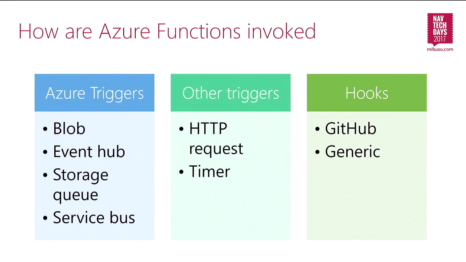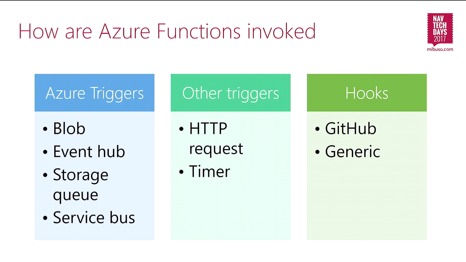How do we invoke Azure Functions? We have a number of ways, and they are actually not just intended for us to replace our NAV stuff. We have a number of Azure triggers that we can attach them to, so when something happens in Azure, your function can execute. Or we can use webhooks like GitHub hooks or generic hooks. If there is an application that publishes a webhook, you could attach Azure Functions to that hook to execute your own logic when some event somewhere happens.